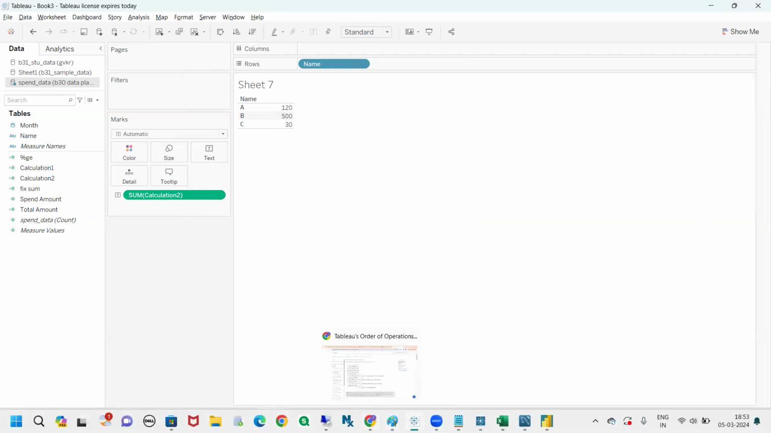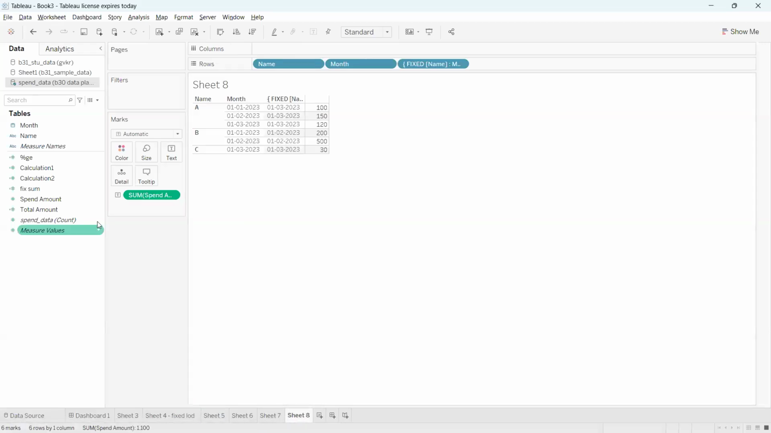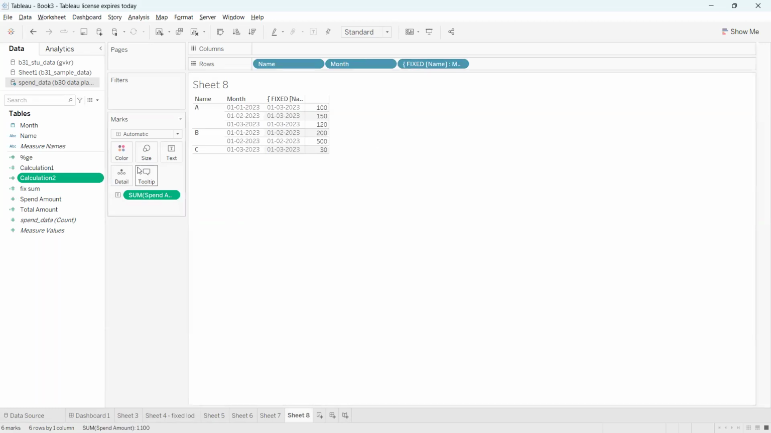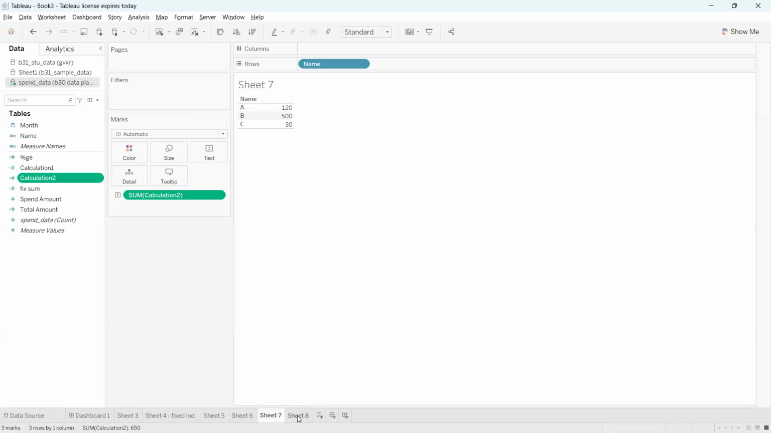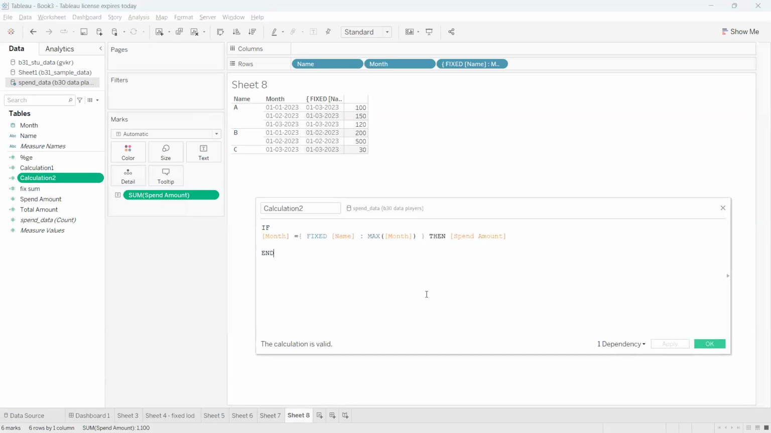Okay, hope you understand. If you want to fix the aggregation, I'll try to explain more things to you. Just give me a second. So this is sheet 7, calculation 2, right? You see, on the right side one, it is fixing the aggregations here.